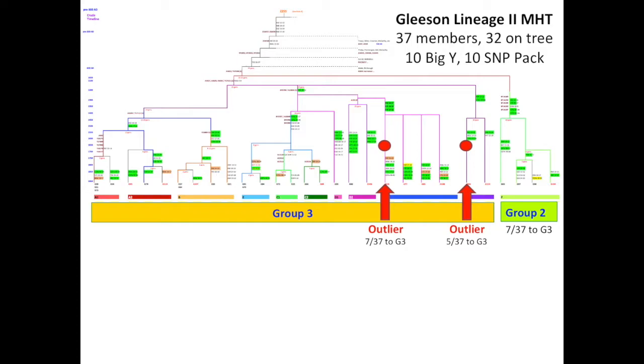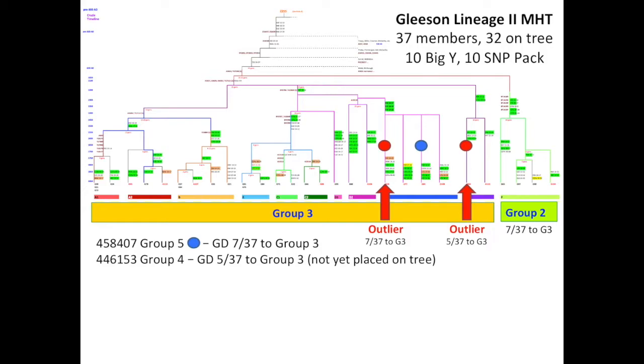And there's also group five, which was a new group that was formed, minimum genetic distance 7 out of 37. I think there were two people in that particular group. There was also group four, again, two or three people, but they had not yet been placed on the tree, and the minimum genetic distance to anybody else in the group was 5 out of 37. And then there was another outlier, again, a minimum genetic distance of 5 out of 37 to anybody else. So now you're seeing where the outliers are.